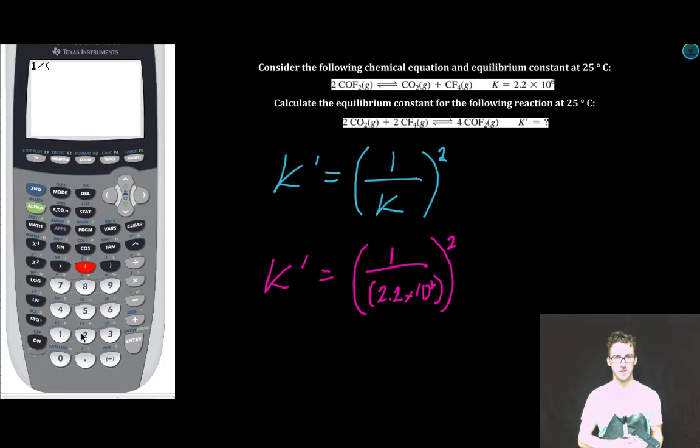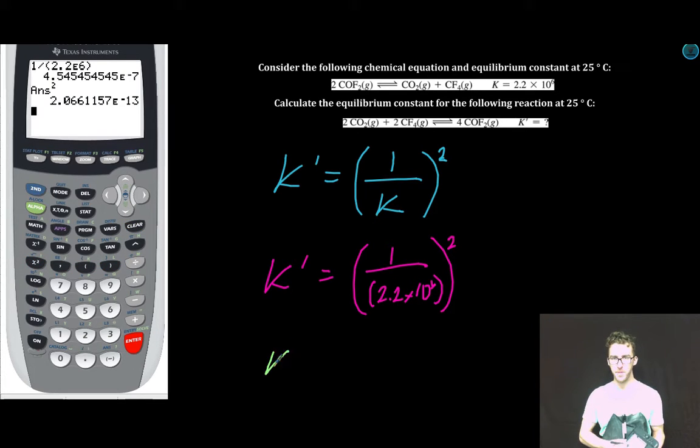Calculator. 1 over parentheses 2.2 second E 6 close parentheses enter. Square that out. K prime equals 2.1 times 10 to the negative 13. Boom.